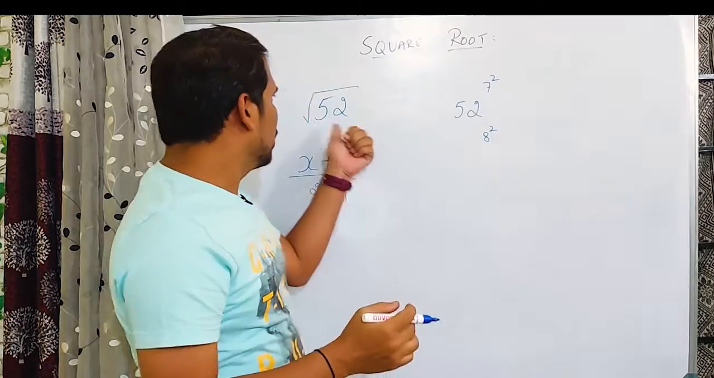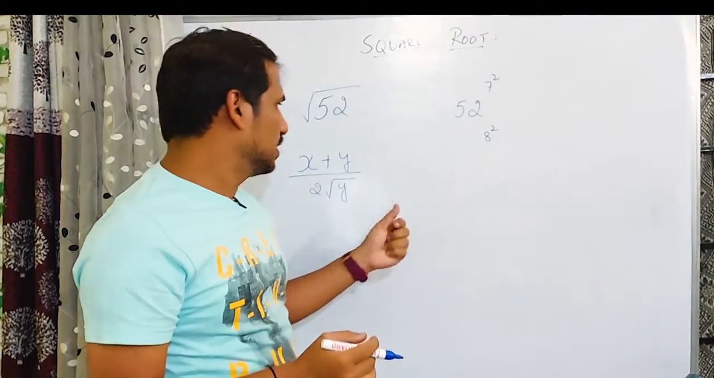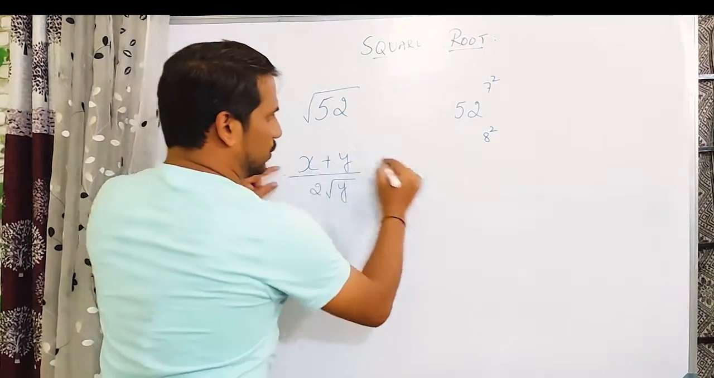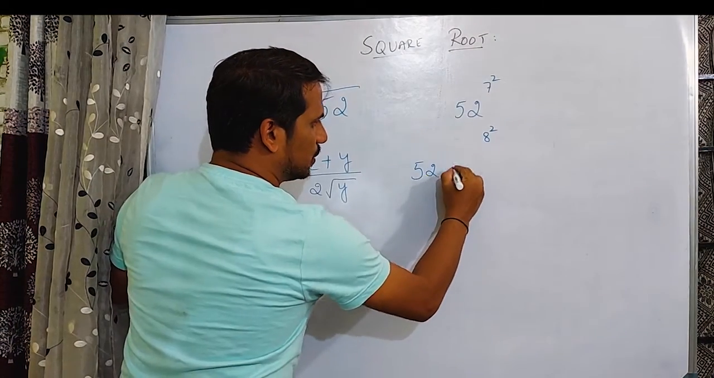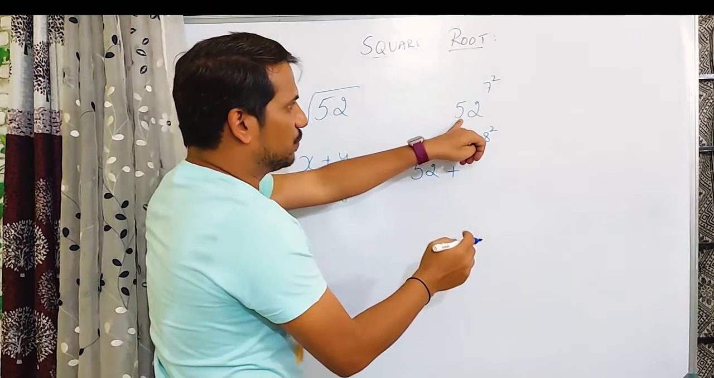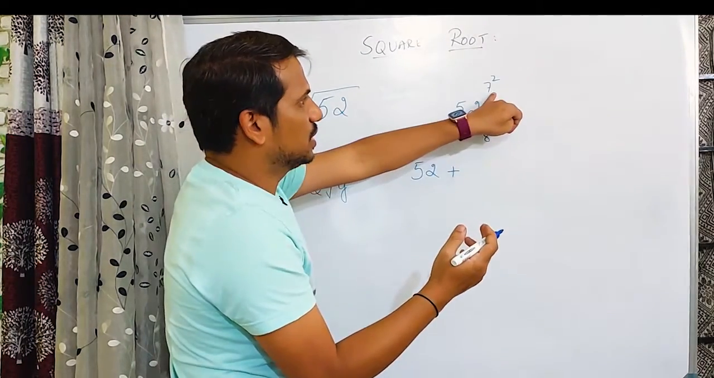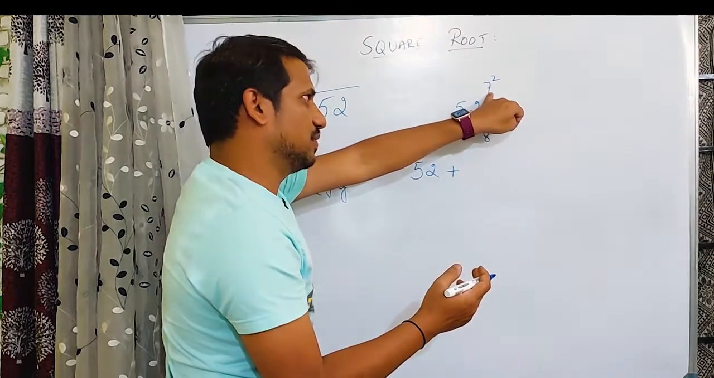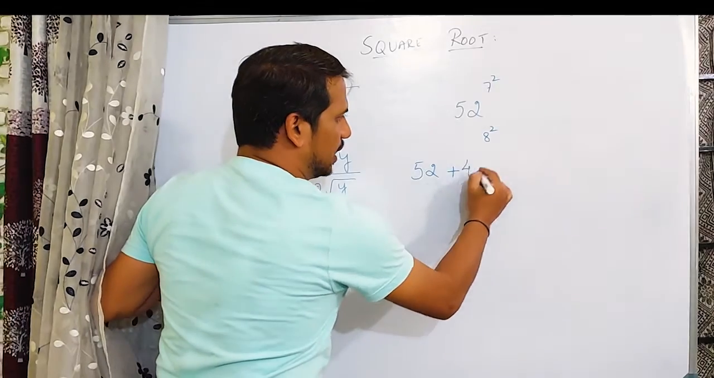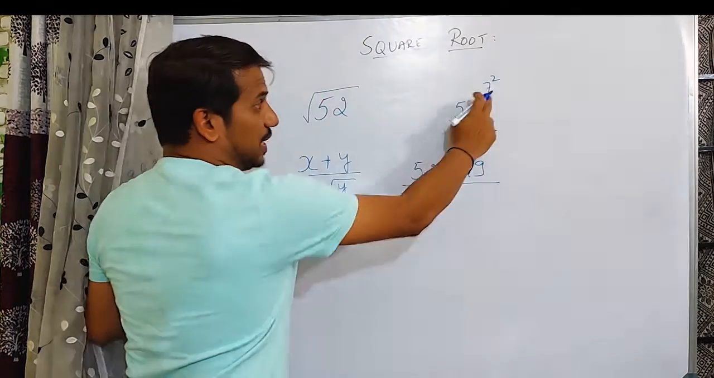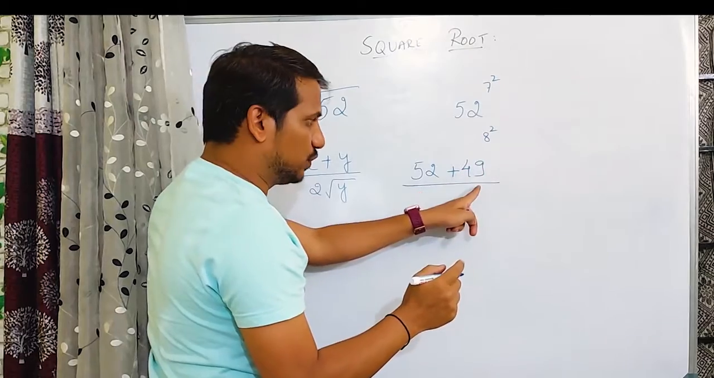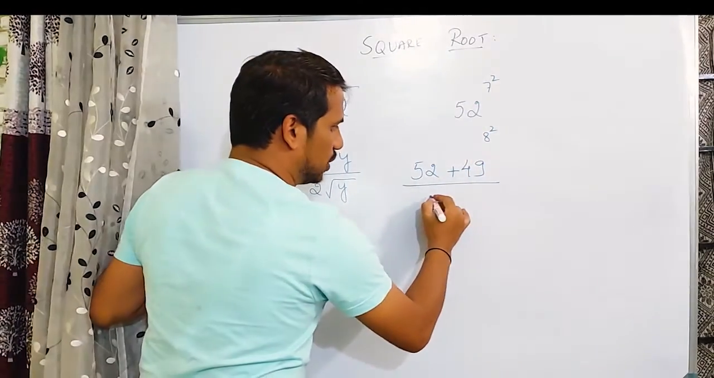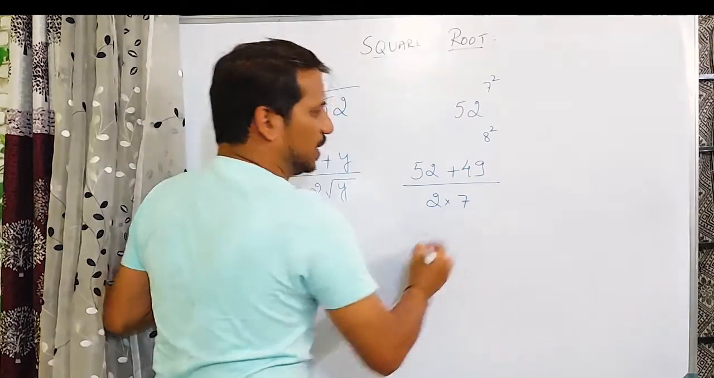So let's find the square root of 52 by using the same formula method. So x plus y divided by 2 root of y. Now x value is nothing but 52 plus. So now let's consider, 52 is between two squares, that is 7 square and 8 square. Now let's take the least square, that is 7 square. So 7 square is 49. You need to take this square itself, 7 square, that is 49, and square root of 7 square is nothing but 7. So it should be 2 into 7.